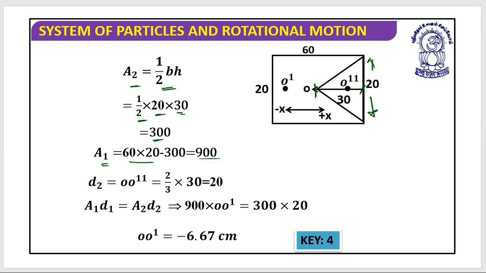The distance taken, it's 2 by 3 into 30, which is equal to 20. So if I'm going to solve this, it's a minus of 6.67. I write minus of 6.67 because initially the center of mass was here. Now this part has been removed, and as this part has been removed, the center of mass has shifted over here. I hope this is clear. Is it clear?